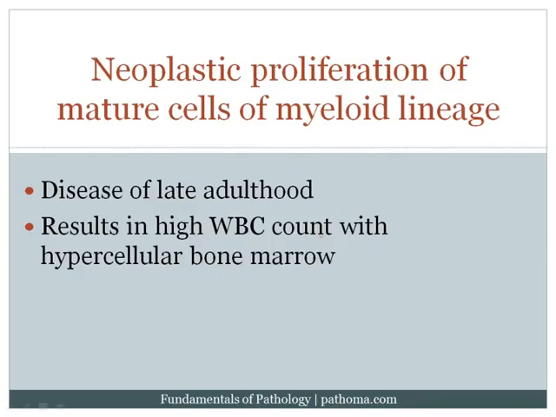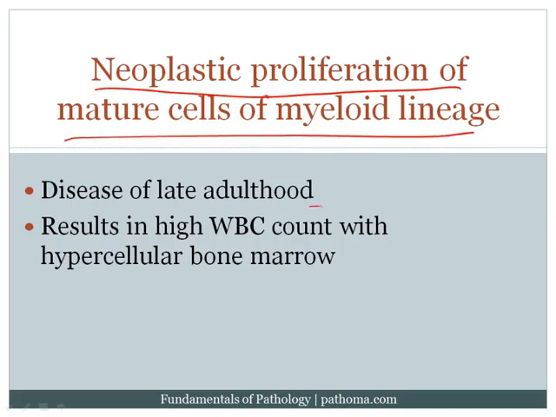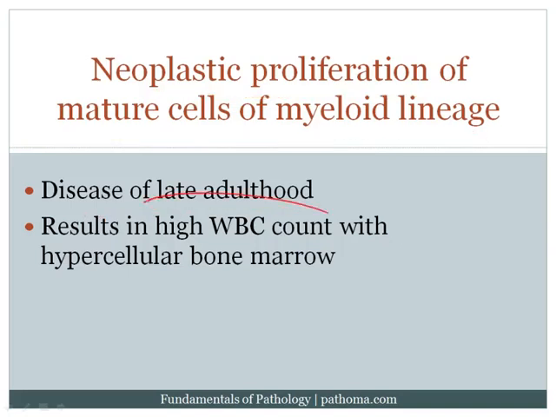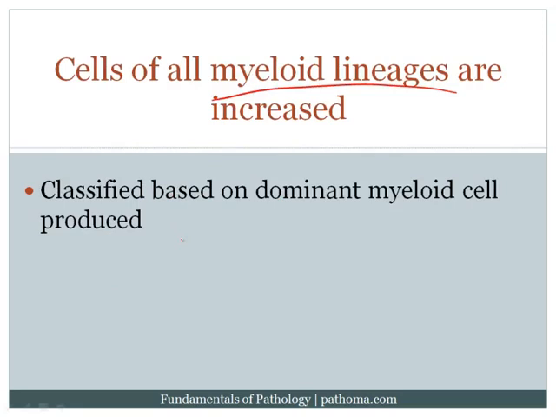This then takes us to your text, which basically states many of the things that I've already mentioned. What is a myeloproliferative disorder? A neoplastic proliferation of mature cells of the myeloid lineage. It's a disease of late adulthood, and it results in a high white blood cell count with a hypercellular marrow. The white blood cell count is going to go up because there's going to be an increased production of granulocytes, and the granulocytes are counted in the white blood cell count. So I hope that that's clear. Cells of all of the myeloid lineages will be increased, as I've already mentioned, and it's classified based on the dominant myeloid cell produced, as I've already explained.